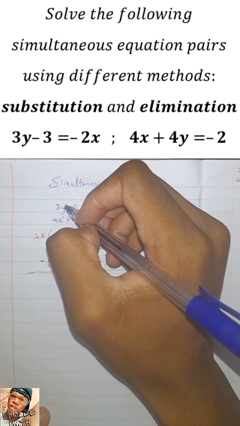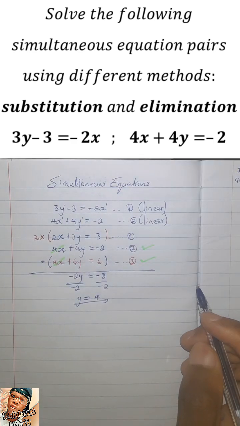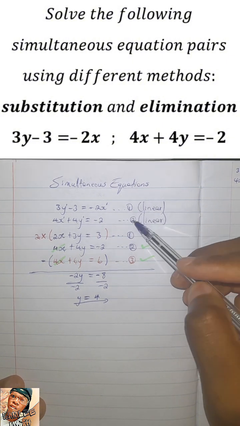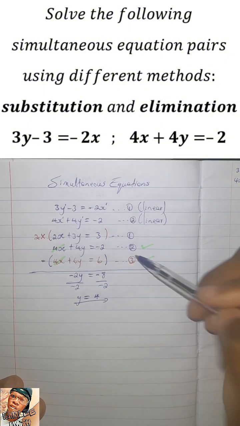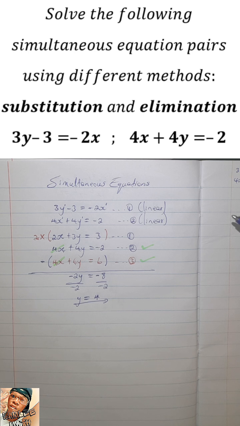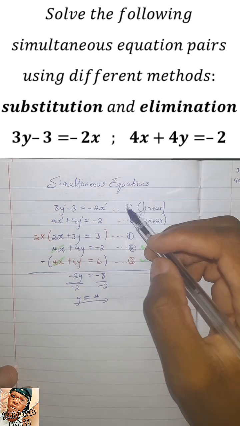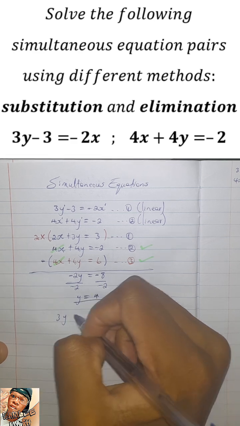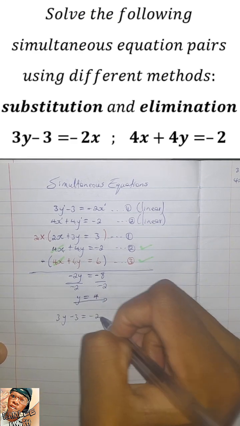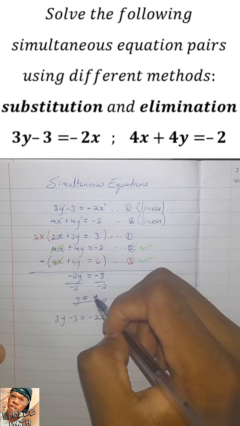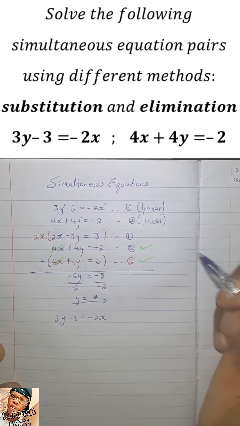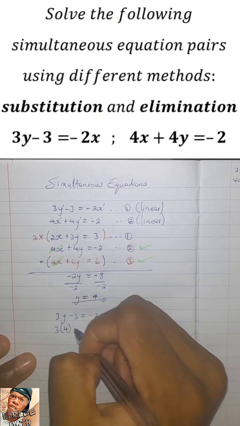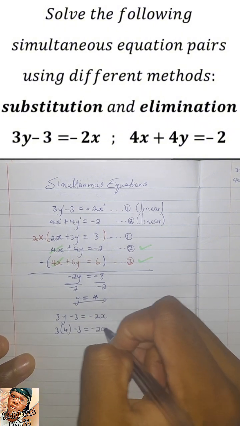So how about x? To solve for x, we go to any equation, either equation 1, 2, or the newly formed 3. They're all going to give us the same answer, right? So let us go to equation 1 for our own convenience. So 3y minus 3 is equal to negative 2x. We're solving for x here. Now that we have the value of y, we can just substitute it into the equation. Wherever we see y, we put 4, then minus 3 is equal to negative 2x.